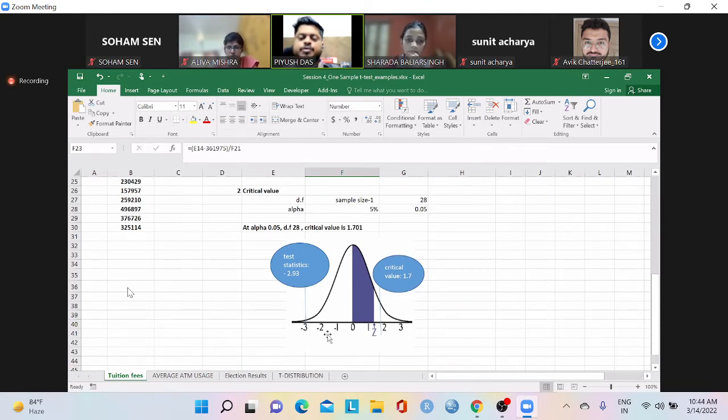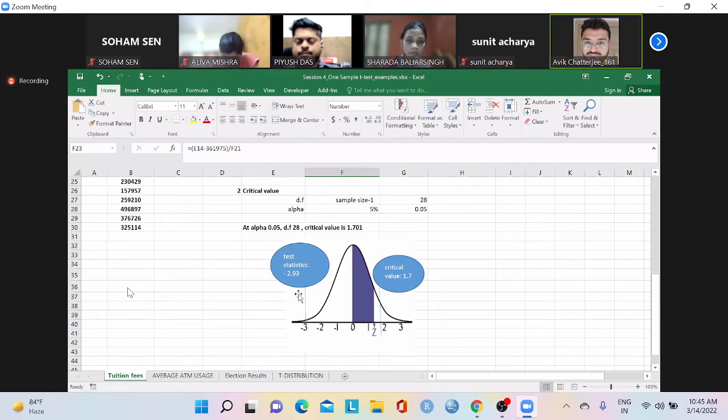So the idea is to reject the null hypothesis. If I would have got a test statistic of, let's say, 3 or 3.5 or 2.1, then it would have been on the right side. But in this case, is it there? It is on the left side, right? Then I will not be able to reject the null hypothesis.